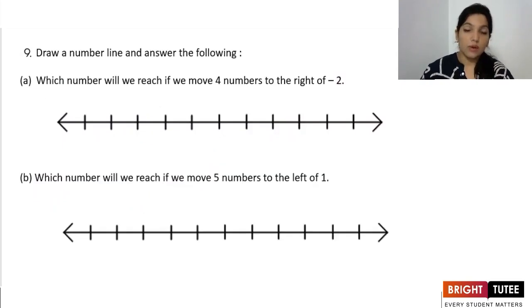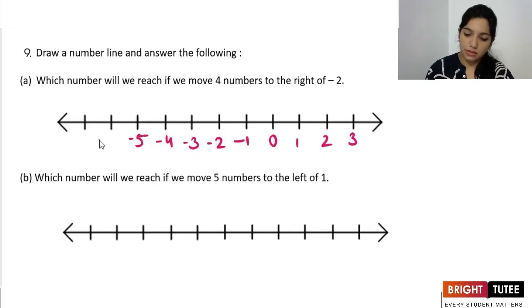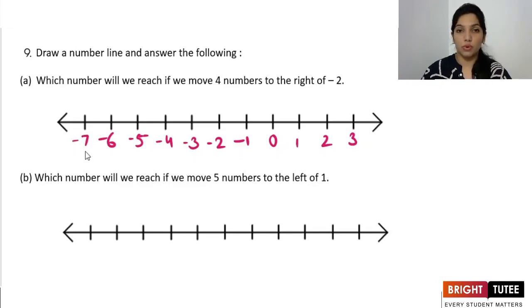Okay. Now coming to the question, we need to draw a number line and answer the following question. Which number will we reach if we move 4 numbers to the right of minus 2? Let's just draw here 0 and then 1, 2, 3, minus 1, minus 2, minus 3, minus 4, minus 5, minus 6, minus 7. So I've just mentioned some of the integers on the number line. We need to move 4 steps, in the right direction of minus 2.